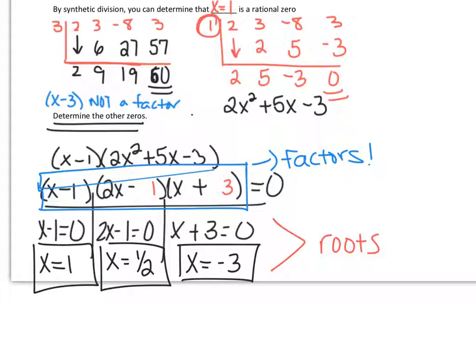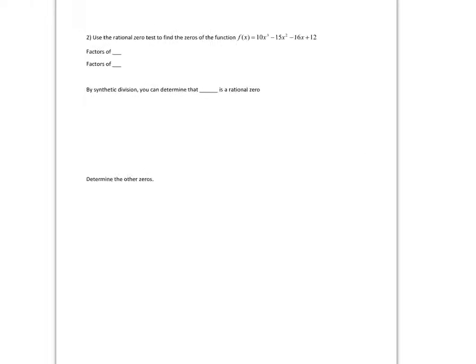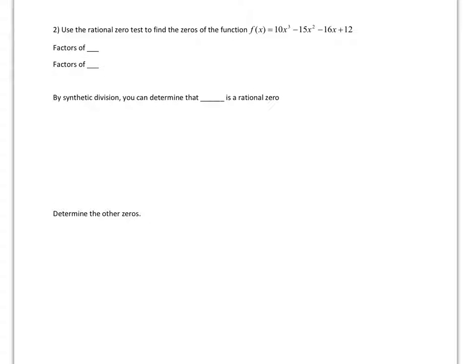All right, let's see if we could try another example. Let's go to the back. Okay, so the question says, use the rational zero test to find the zeros of this function. So again, some of you are probably wondering, why can't we just factor this? So let's just see if we can.